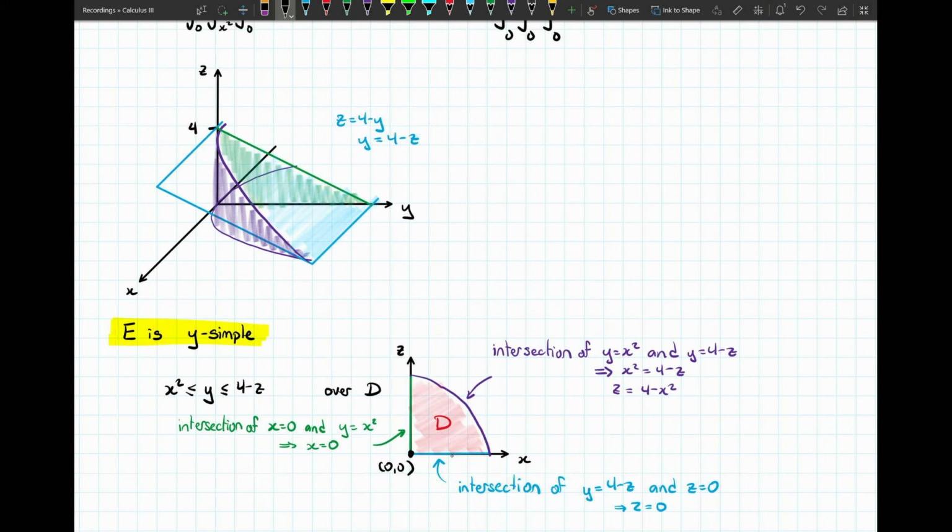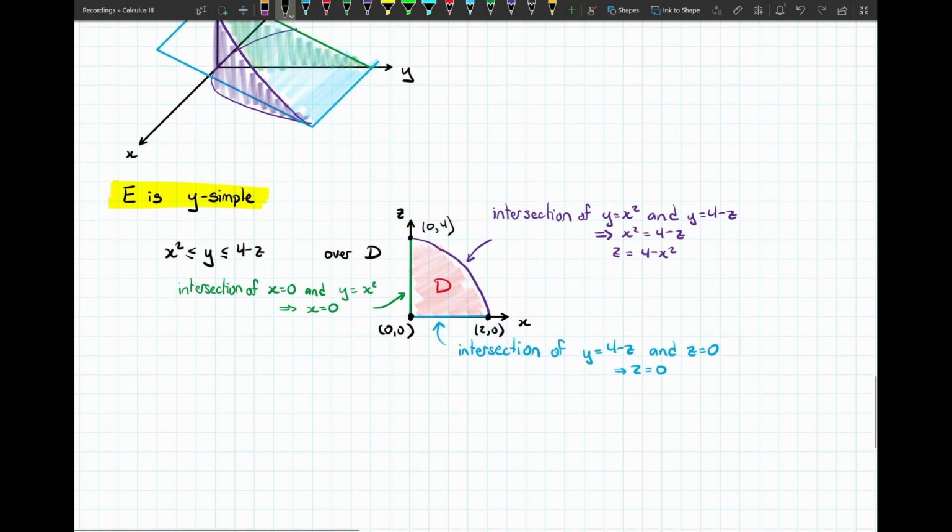When we have z equals 0, but intersecting z equals 4 minus x squared, that gives us 4 minus x squared equals 0, and x has to equal 2. So this will get you the point x equals 2, z equals 0. And finally, we have the intersection of x equals 0 and z equals 4 minus x squared. So that would be the coordinates x equals 0, z equals 4.